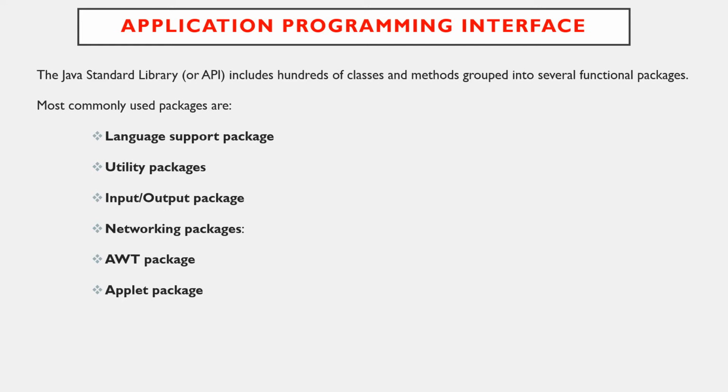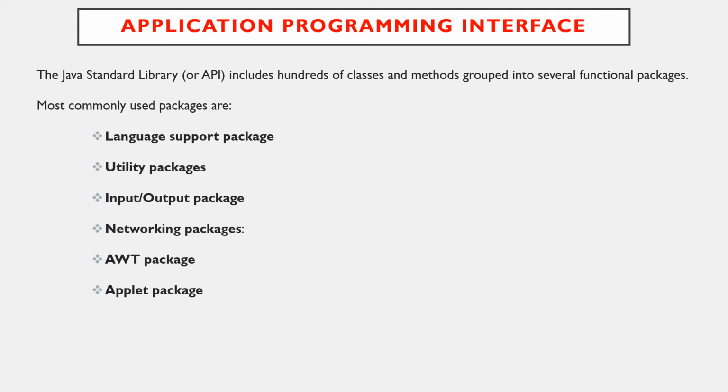The language support package has a collection of classes and methods required for implementing basic features of Java. Second one, the utility package. Utility packages have a collection of classes to provide utility functions, such as date and time functions.